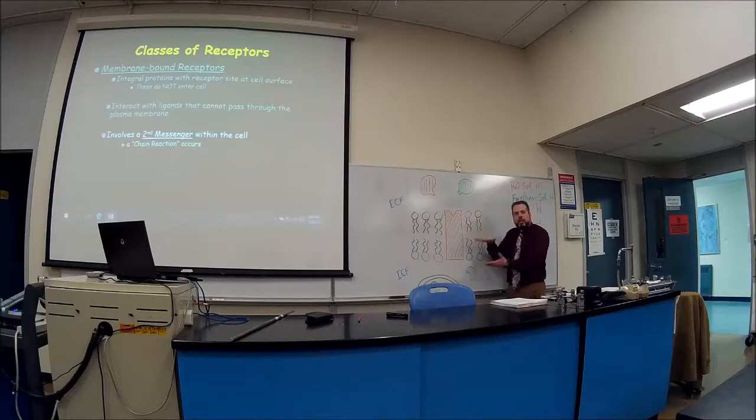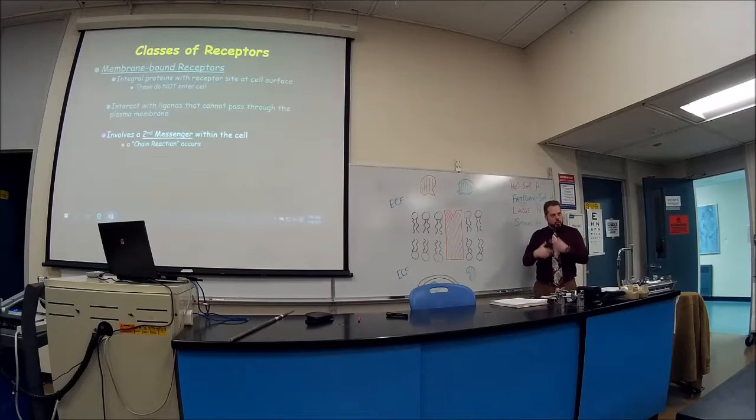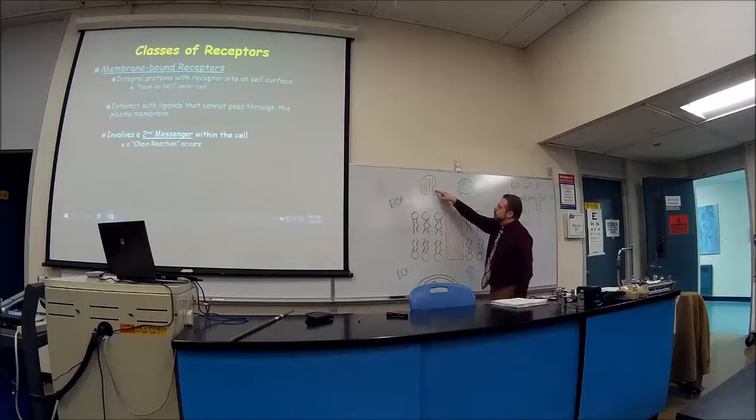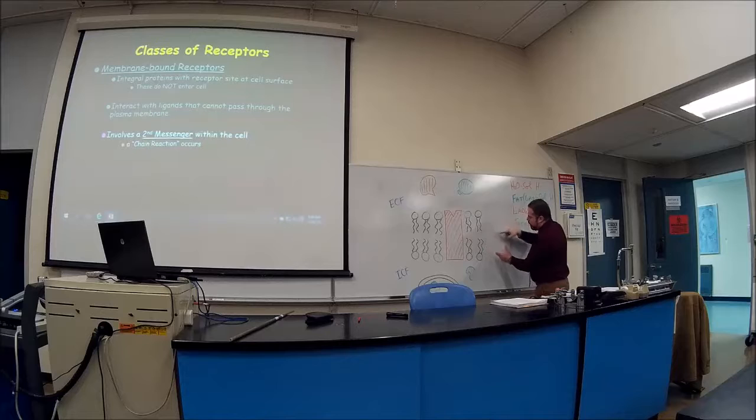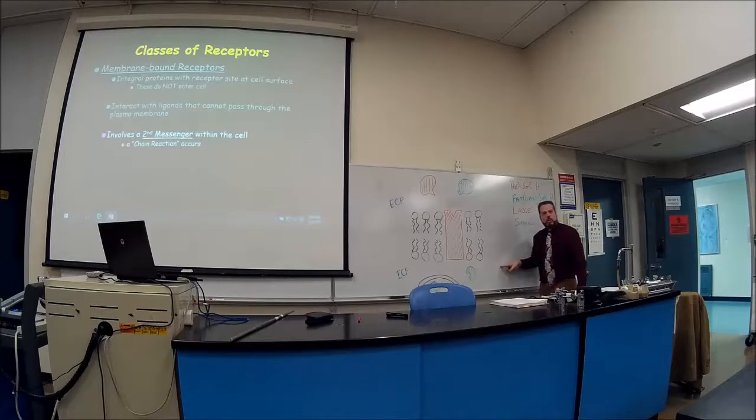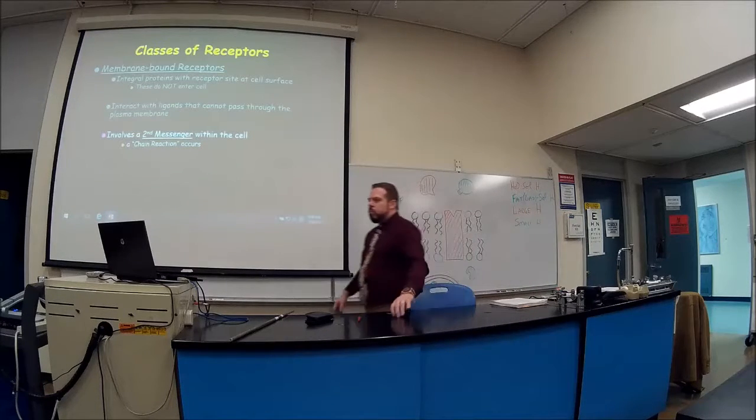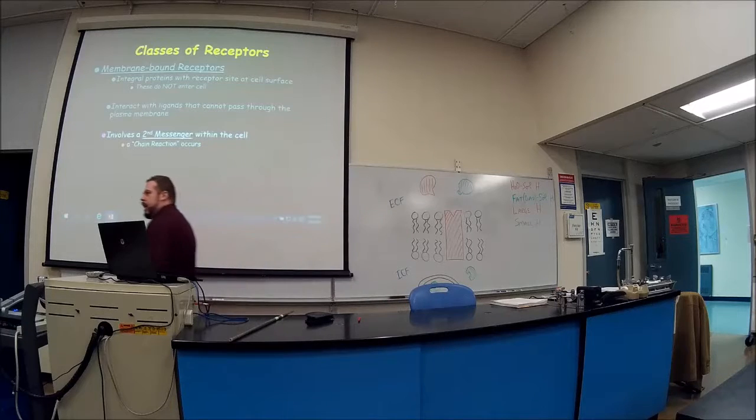So there's going to be a brigade of stuff that goes on to get that message inside the cell. This attaches here, it kind of changes shape, a brigade of things happen here, and then a second messenger that just got it is going to be in here. We'll go through that. I got a little video to show you. Okay? It's a chain reaction that happens.